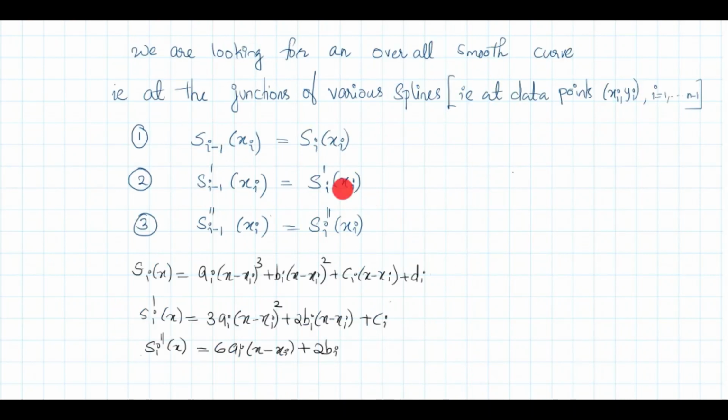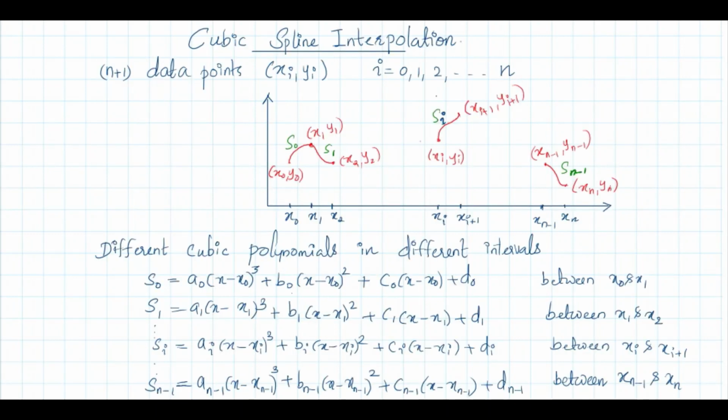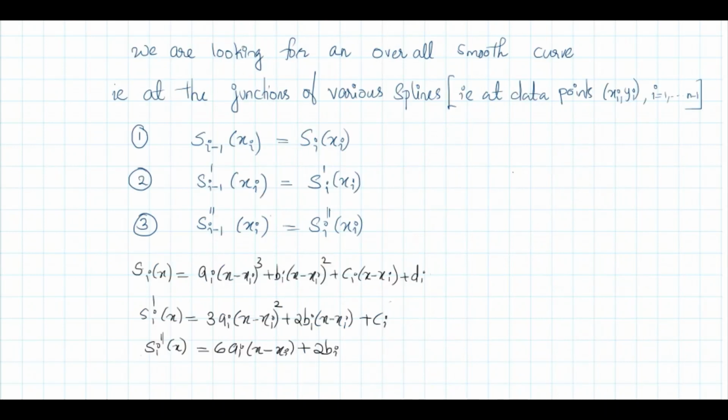Now, the second condition. The derivative of Si minus 1 and the derivative of Si should be equal at x equal to xi. I will draw Si minus 1 also. This is Si minus 1. So this junction should be smooth. Si minus 1 is between xi minus 1, yi minus 1 and xi, yi. The derivative of this curve and this curve at this junction should be equal. That is the second condition.